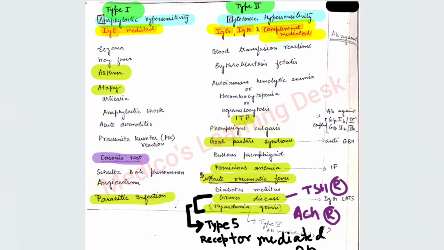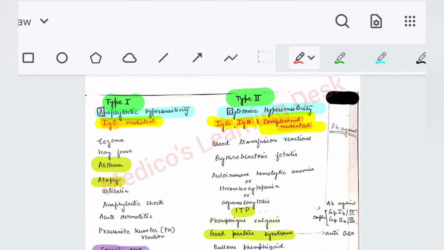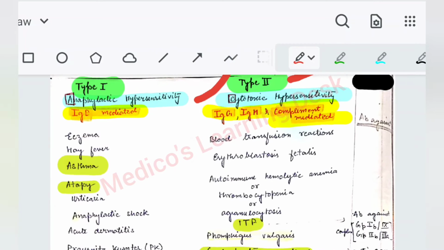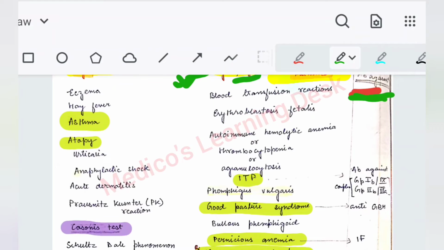Okay, in type 2 what we saw, ACID. So C was for type 2. C stands for cytotoxic hypersensitivity. Cytotoxic hypersensitivity is our type 2 hypersensitivity reaction. Okay, so it will be antibody mediated reaction. So antibodies may be IgG, IgM, and other complement mediated also. Mostly it is IgG mediated. Okay, so now let's see what are the diseases in it.